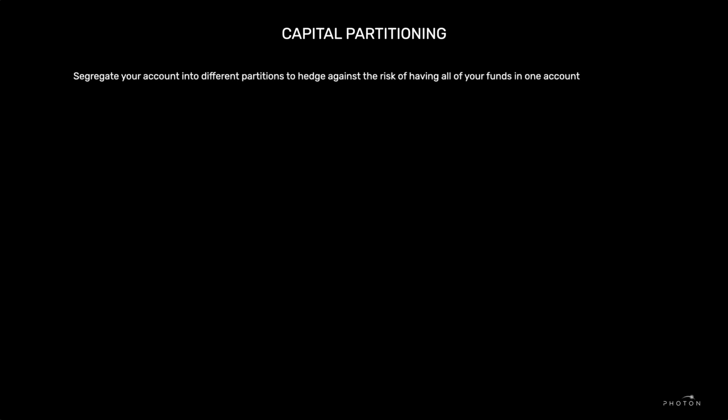So segregating your account into different partitions acts as a hedge against the risk of having all of your funds in just that one account. So if your account size is £100,000, what you can do is move £50,000 into a high interest yielding investment account. Now, I appreciate in the current economic climate there isn't really such thing as high interest at the moment, but that's the idea behind it.